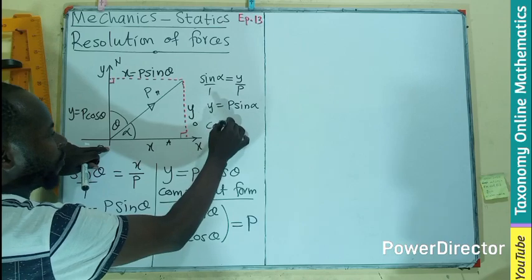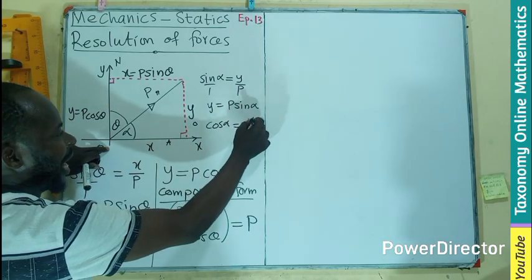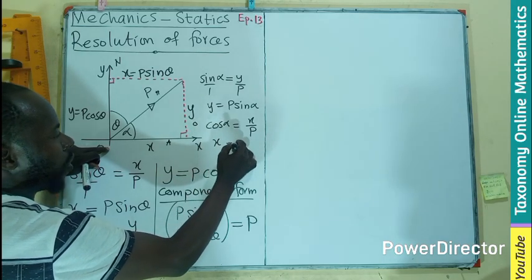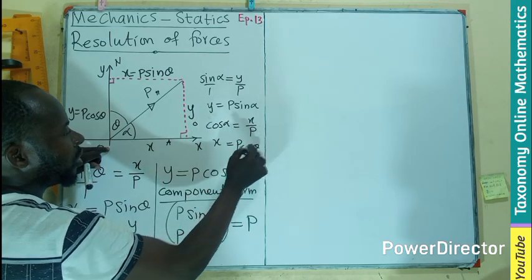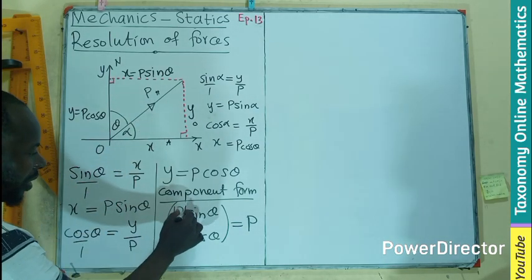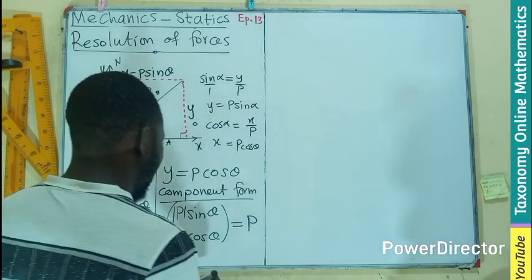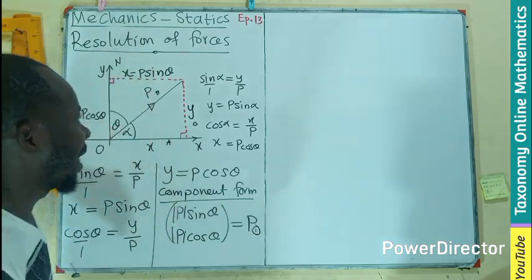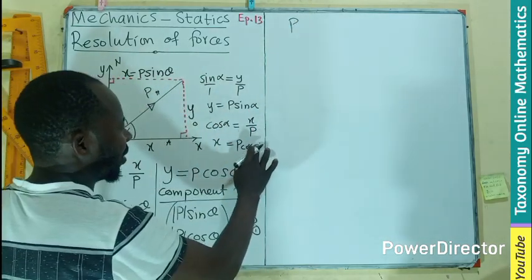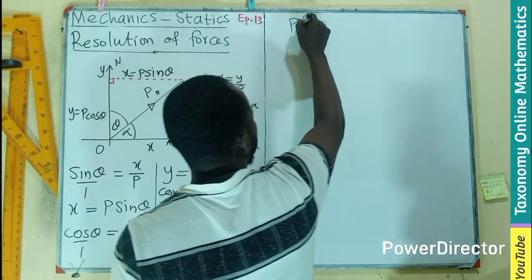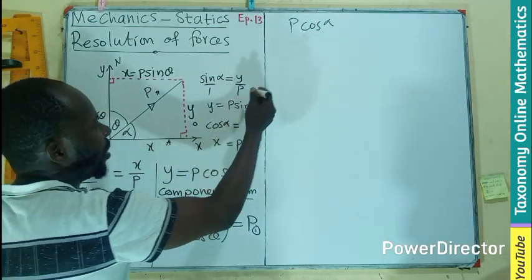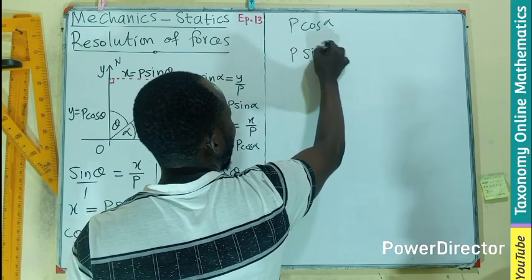So I have cos of alpha equals adjacent x over hypotenuse p, making your x also equal to p cos theta. So either we have this, and don't forget this is the magnitude, so we can indicate magnitude. This is one. The second one could also be that the x component is now p cos alpha. The y component will be p sine alpha.